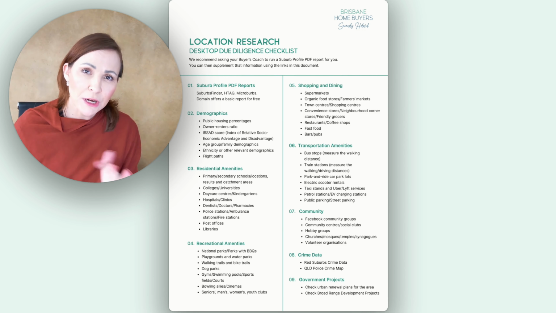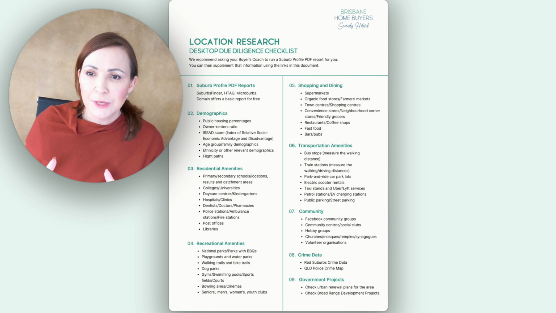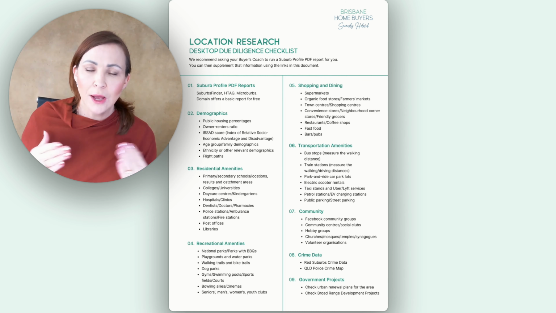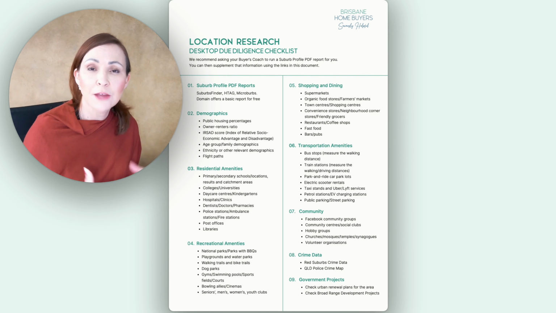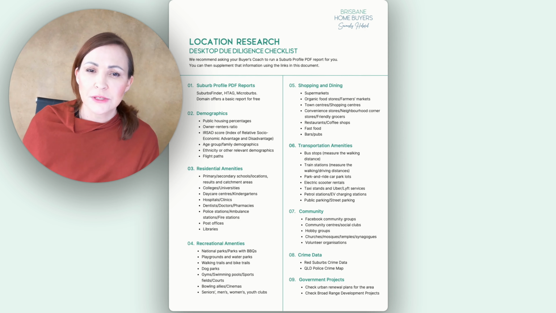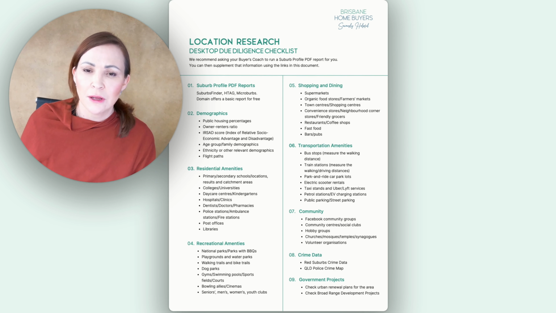The owner-renters ratio. Some suburbs have more homeowners who actually live in the home. They're owner-occupiers. They're buying their home and they live in their home. Other suburbs have a higher percentage of investors and renters. The school of thought is that owner-occupiers tend to look after their gardens better. They tend to look after their homes better. The neighbourhoods are better. If that's what you're looking for, then you'd go there.